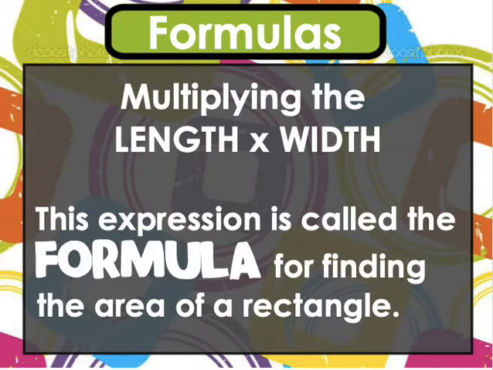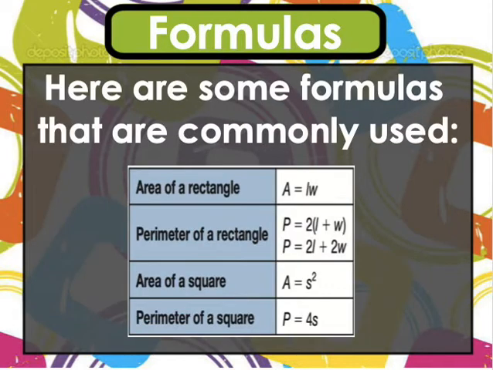Now this expression is called the formula for finding the area of a rectangle. A formula just means a way of writing out something that we do over and over again to solve a problem. Now we can use formulas to find different things. One common formula that we'll use is the area of a rectangle, which is area equals the length times the width. We could also use a formula to find the perimeter of a rectangle. We could write the perimeter equals 2 times the length plus the width, or use the distributive property like we learned last lesson and write perimeter equals 2 times the length plus 2 times the width.